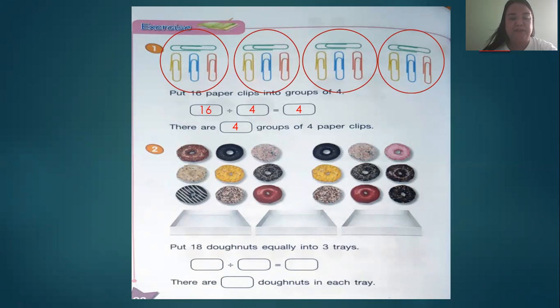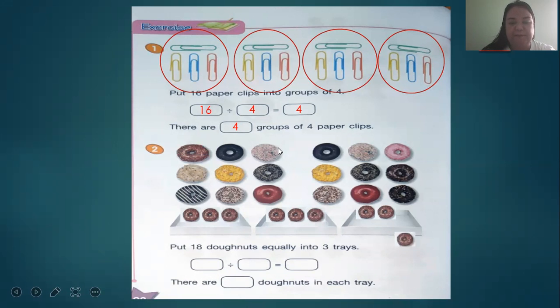There are 18 donuts to put equally into 3 trays. So how many donuts can you put in each tray? So first, let's do the setting, putting them one by one. Put one donut on the first tray, second tray, and third tray. Next, second set. Let's put one donut on each tray. Next, third set. Let's put another donut on each tray.